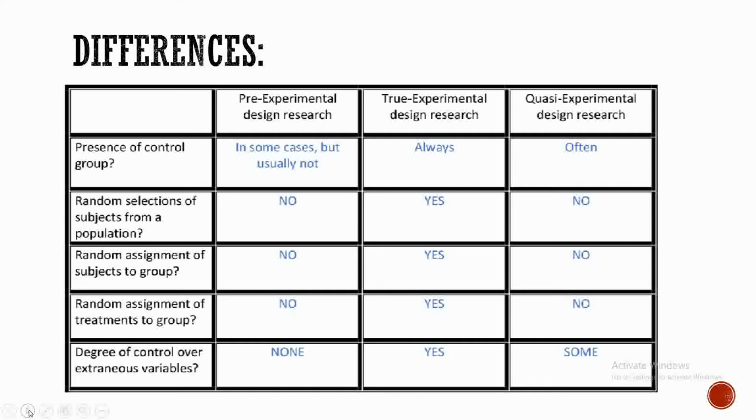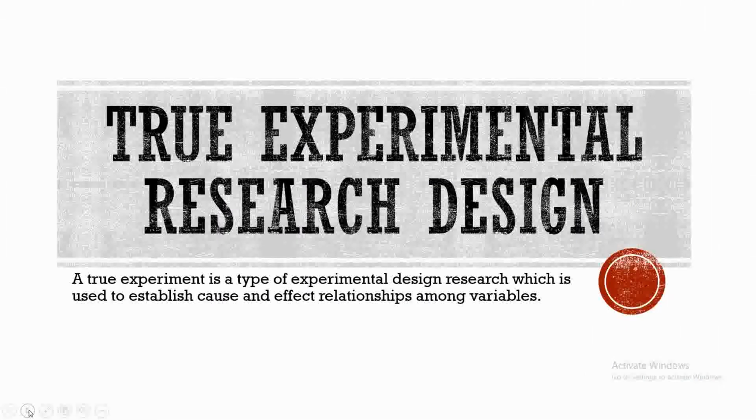Similarly, there is no random assignment of treatments to group in pre-experimental design research and quasi-experimental design research, whereas there is a random assignment of treatments to group in true experimental design research. There is no degree of control over extraneous variables in pre-experimental design research, whereas in quasi-experimental design research there is some control over extraneous variables, whereas in true experimental design research you can completely control the extraneous variables. Now we will discuss the three types of experimental design research in detail.